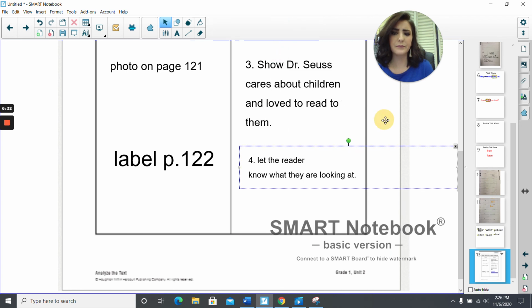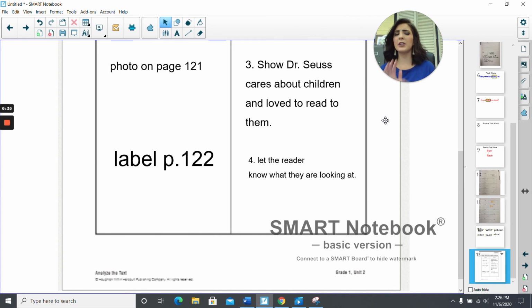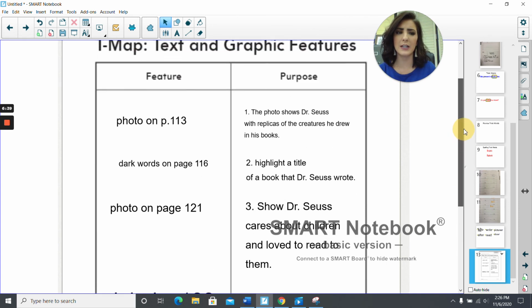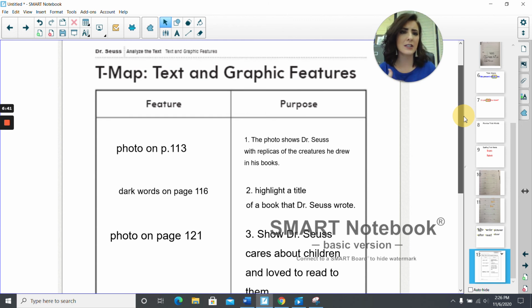Okay, so I just wanted to go back and forth and show you how to fill out this chart if you ever needed to fill this out. We talk about the text features and the graphic features and how they help us know more about Dr. Seuss and help us to understand the story better.